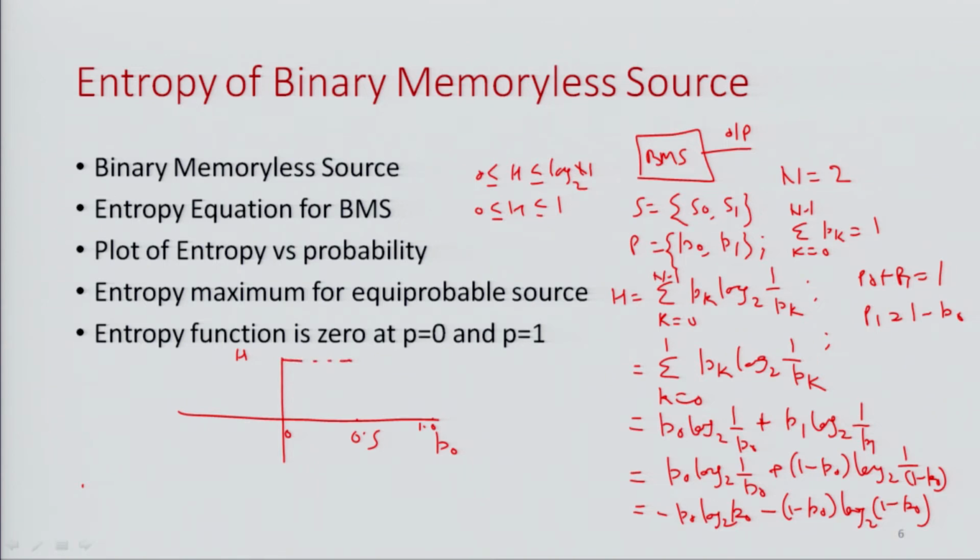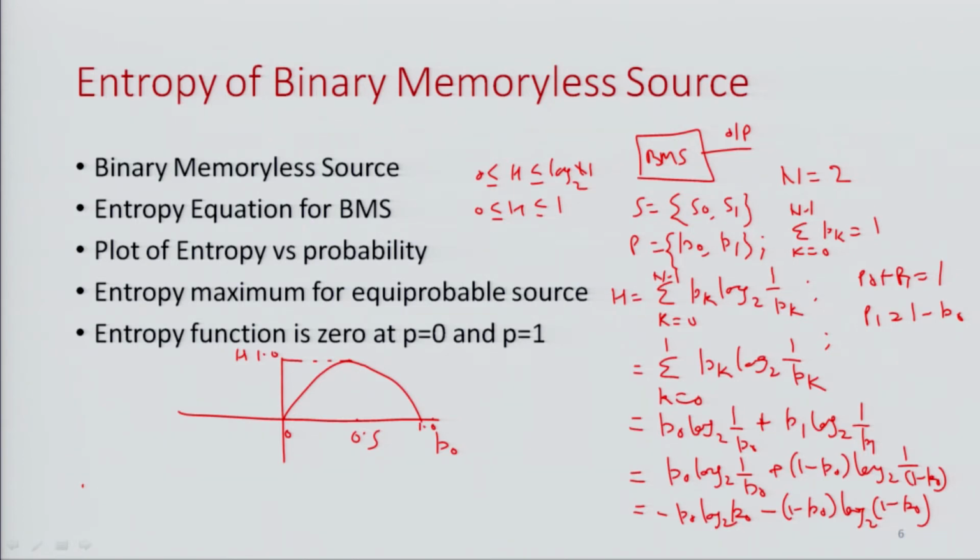Now, the plot is given like this one. Its value is maximum, equal to 1, at p0 equals 0.5. So p1 is also 0.5, and then the source becomes equivalent. When the source becomes equivalent, its entropy is maximum. This property shows that entropy is maximum for an equivalent source, which we can see through this plot.